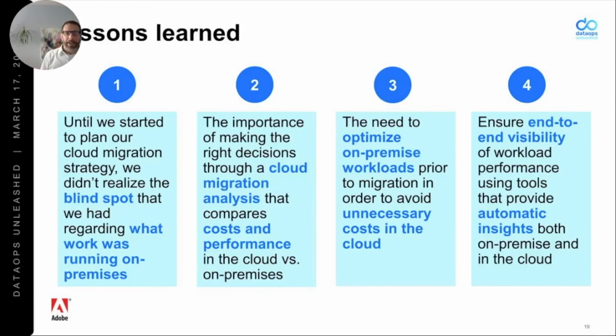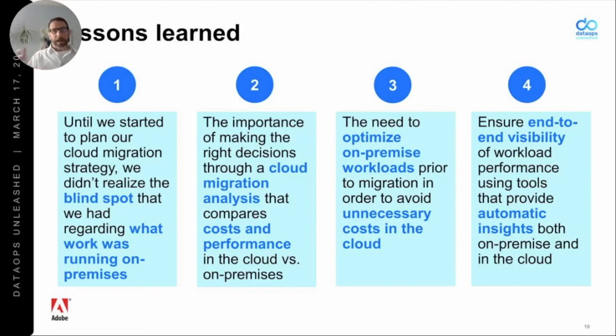Number three, we've also learned that many of the workloads that were running on premises weren't necessarily optimized. We've asked every team across the company to start optimizing workloads first to make sure that our compute capacity stays available on our on-premises infrastructure, but also all of these workloads should be optimized before moving to the cloud so that we can make sure we're not incurring unnecessary costs when they're running in the cloud.